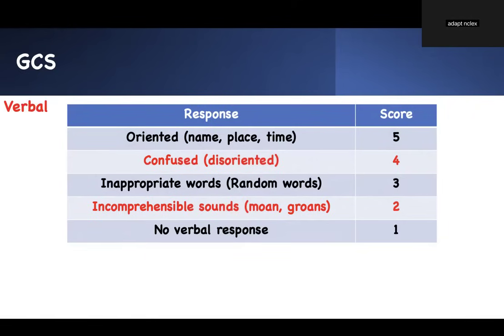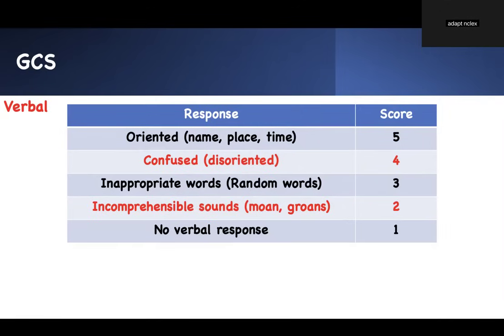The verbal response is 5 total, right? If I'm talking to you and you are alert and oriented, you know your name, the place and time, A&O times 3 or 4, you are oriented. If you are confused, you mix up one of them, you get 4. That is disorientation. You can talk and communicate, but you are confused about certain things. If the words coming out are random, inappropriate, and don't make sense completely, it's a random response to words. You get 3. That is inappropriate.